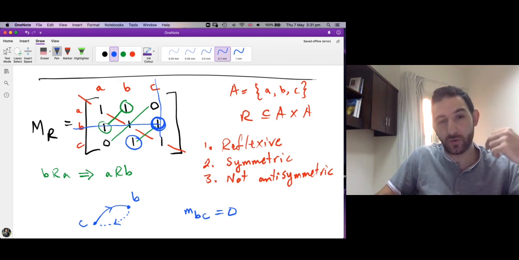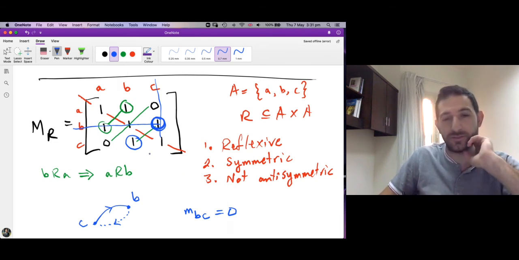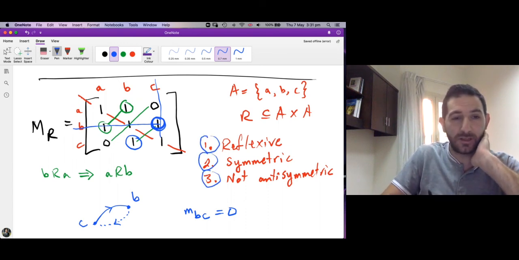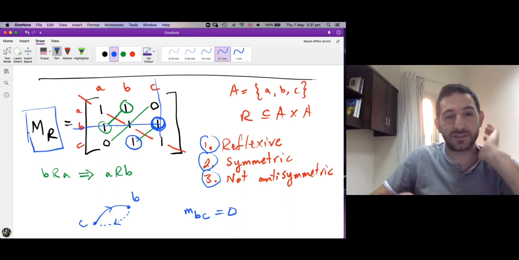Antisymmetric means whenever you have a 1 off the diagonal, its mirror image should be 0. Okay, so we can read properties of the relation from the matrix representing the relation.